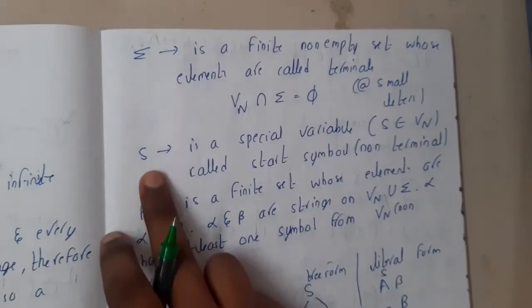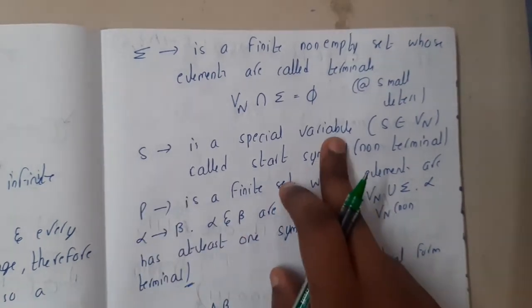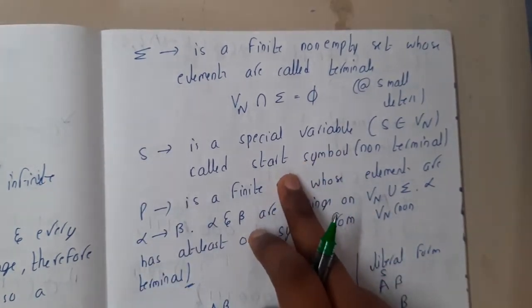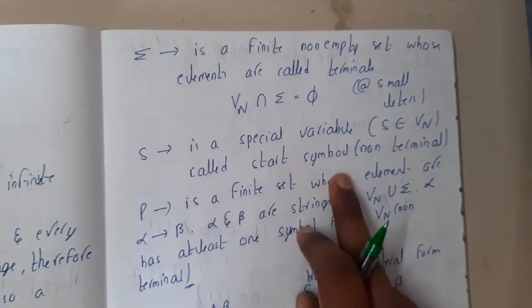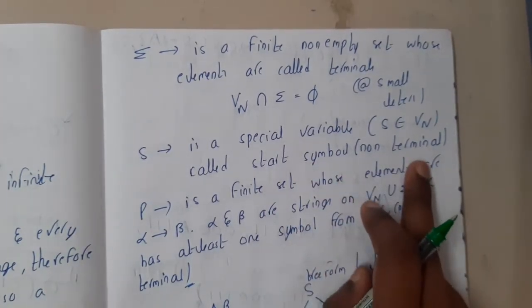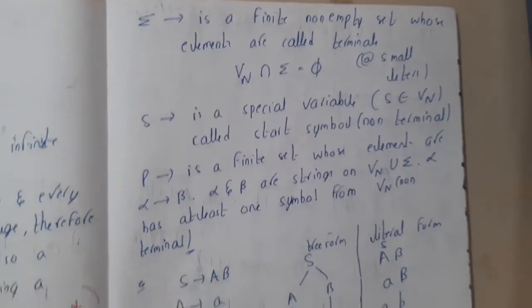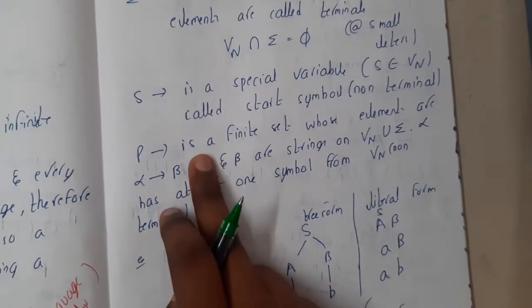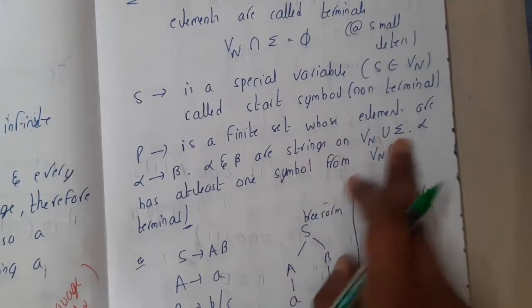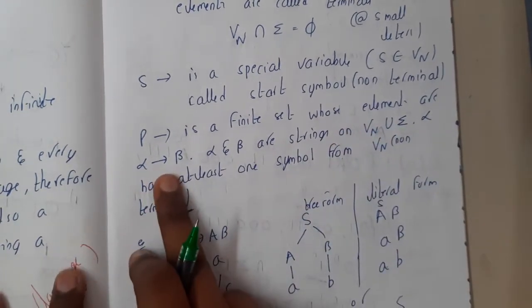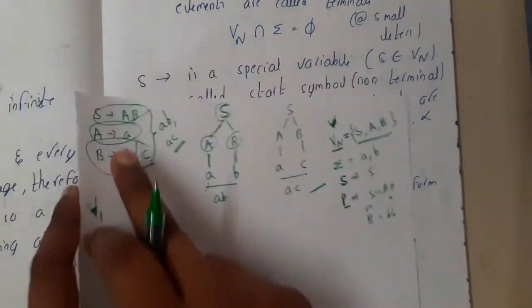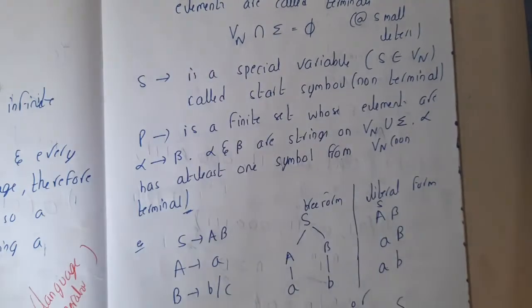Moving on to S. S is the special variable. In simple words, you can call it the start symbol. This start symbol will always belong to non-terminals, because it is going to generate something. Similarly, P is nothing but the productions. It is a finite set whose elements are alpha implies beta. So they look in this way only: something will imply something.